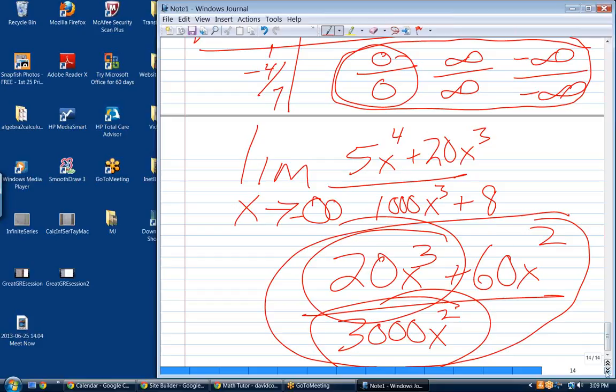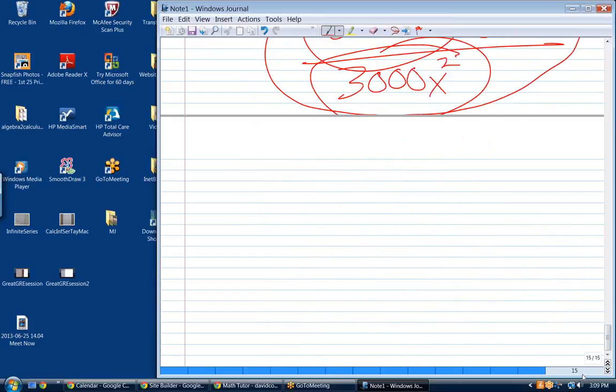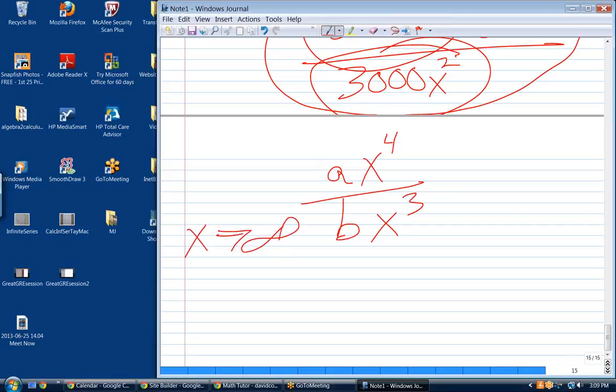Okay. So just real quick, when the exponent is larger on top than it is on bottom, it goes to infinity or negative infinity? Yeah, it does not matter the coefficients. If I have something like this, and I say, what happens as x goes to infinity? Well, this comes down to a over b times x. That's what that reduces to.